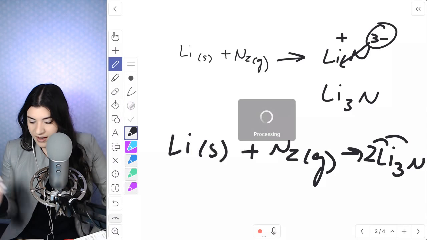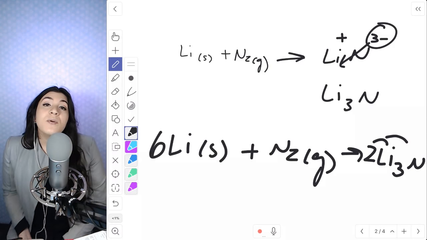And as that loads, there we go. Okay, so now we're balanced. Now we're going to look at oxidation numbers.